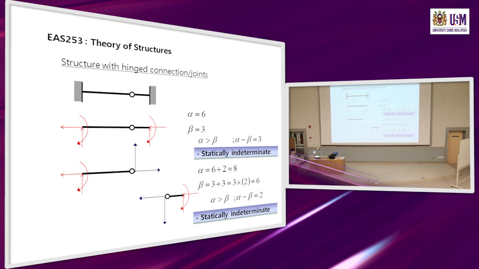And how many equilibrium equations? You have 2 parts now. One, there's 3. The other one, 3. So 3 plus 3 becomes 6. So still alpha is greater than beta, but the degree of statical indeterminacy becomes 2. This is 3, this is 2. So it cannot be like this. The same structure cannot have different conclusions depending on how you solve it. That cannot be, it is not correct. So you get 3 here, you get 2 here.